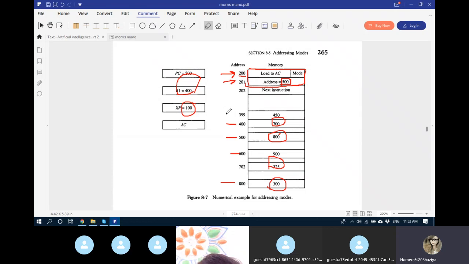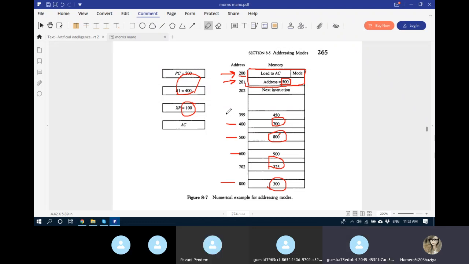The only problem that is coming is here in the relative address. Let me check. All of you please go through this example once. I will check why it is giving 702. All of you please go through this to understand it.